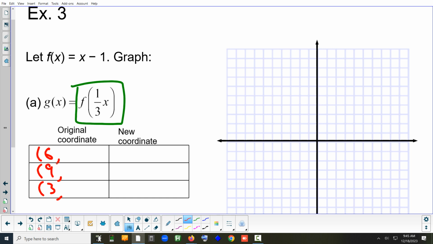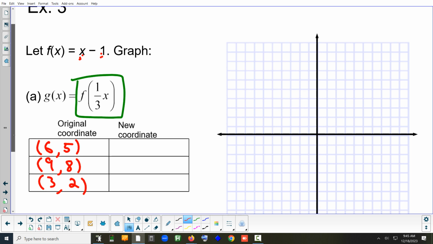All right, let's plug it in. Okay, plug in 6. What's 6 minus 1? 5. What's 9 minus 1? 8. And what's 3 minus 1? 2. Okay, so there's our original line.